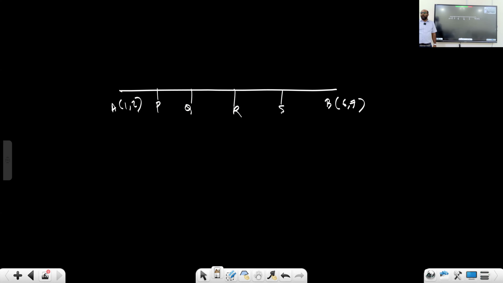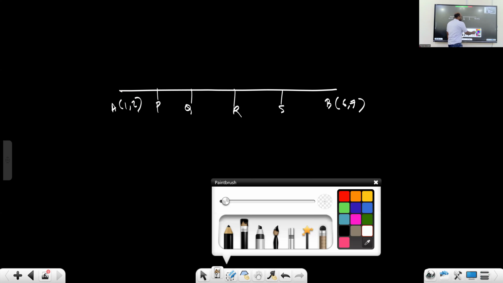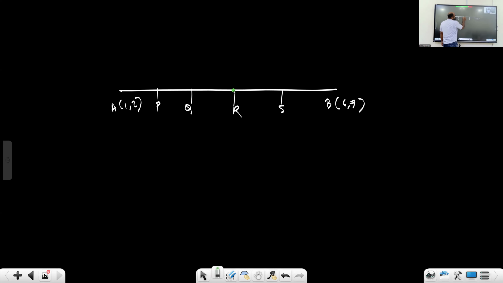Draw the diagram. Here, nothing is midpoint of what? AB. In the previous question, Q was the midpoint. Here, nothing is midpoint. First, use your common sense. R is not the midpoint of AB because here, how many equal parts? 2. Here, how many equal parts? 3. R is not midpoint. So, we cannot use the midpoint formula. Initially, we have to use what? Section formula. After that, we can think about midpoint. Now, initially, we have to use section formula.